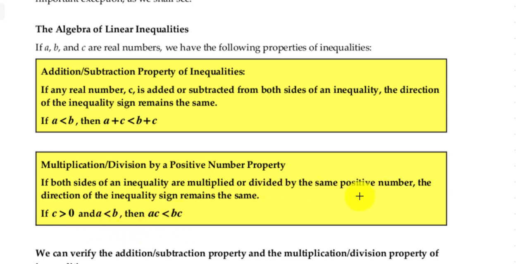But notice they do use the word here, positive number. So the value for C has to be positive when we multiply both sides. Otherwise, we're going to have to do something with the inequality sign.